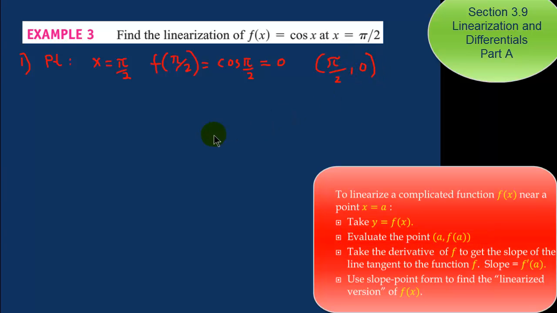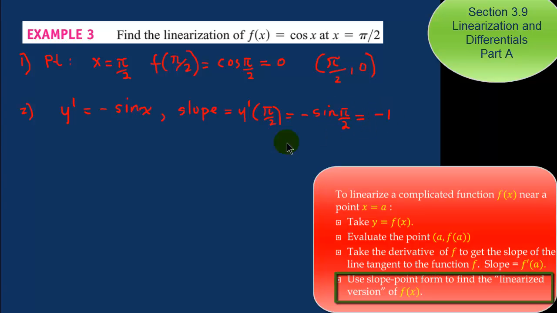Okay, the next thing we do is take the derivative of f. So the derivative of cosine x is negative sine x, and then to get the slope we just substitute y prime at pi over 2, which means it's the negative of the sine of pi over 2. That's equal to negative 1.